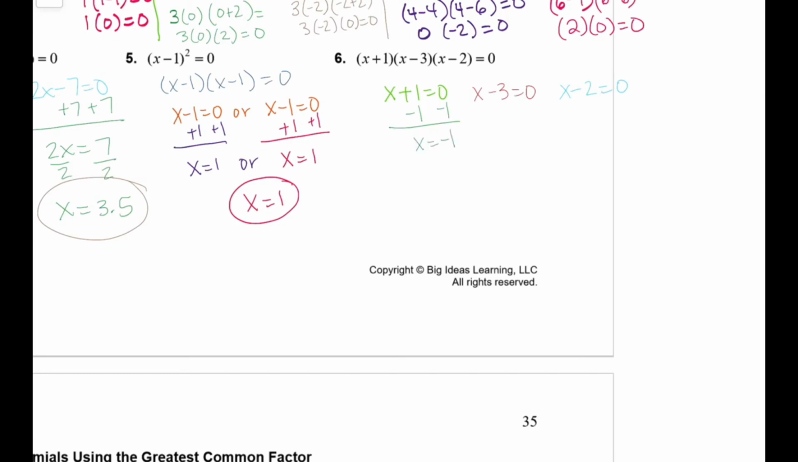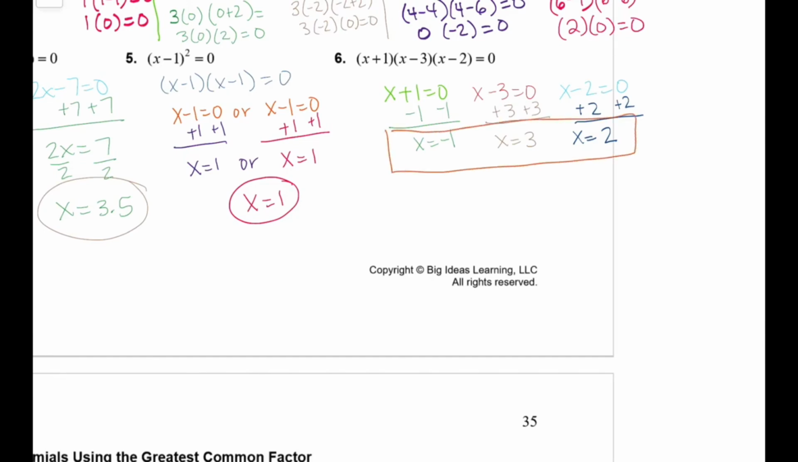So what we're going to do is subtract 1 from both sides on the first equation, add 3 to both sides for the second equation, and add 2 to both sides for the third equation. So we have 3 answers: x equals negative 1, x equals 3, or x equals 2.